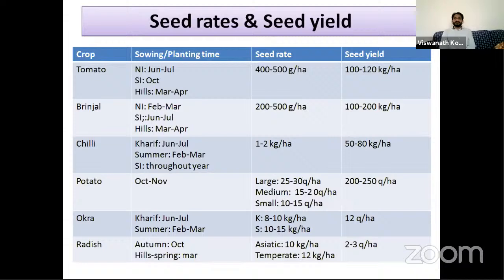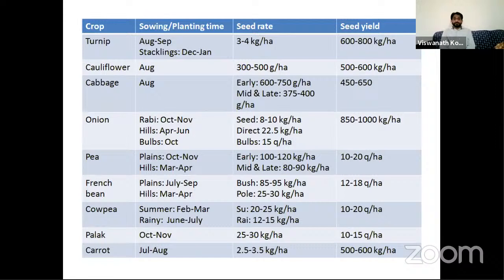And in case of onion also, the rabi onion requires 8 to 10 kg. If you go to the nursery and transplant the onion, it requires less seed rate, 8 to 10 kg per hectare. But if you directly sow the onion seeds, it requires a high seed rate, 22.5 kg per hectare. If you plant the bulbs, it requires 15 quintal per hectare. So there is a difference in the seed rate. Just go through this.